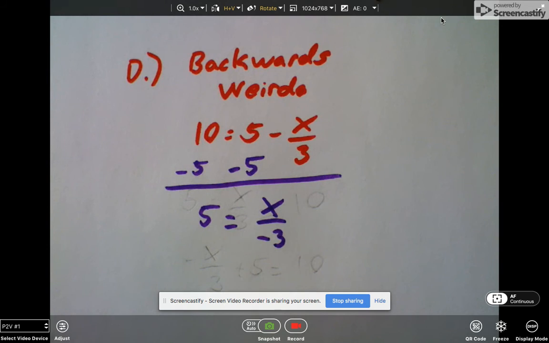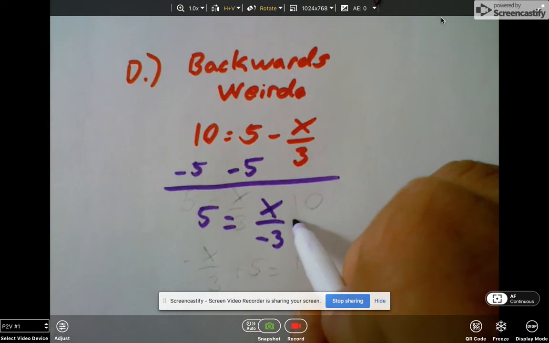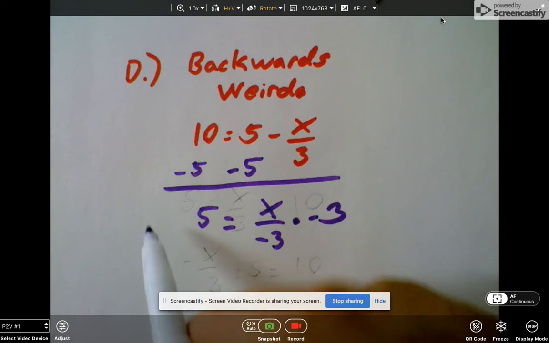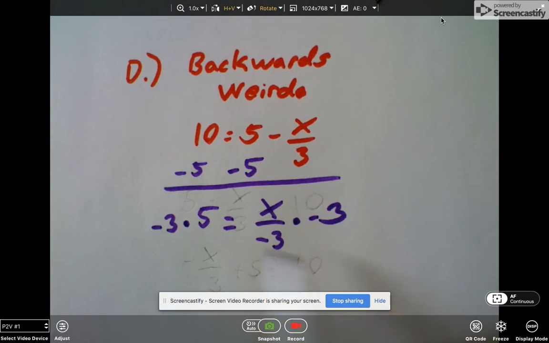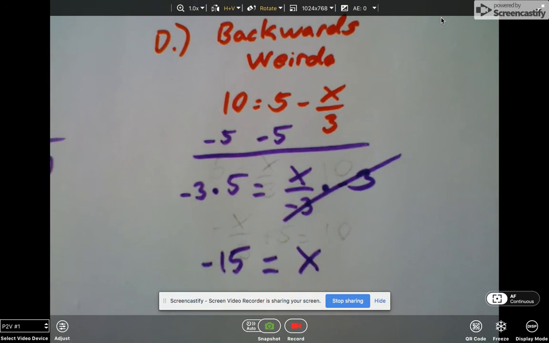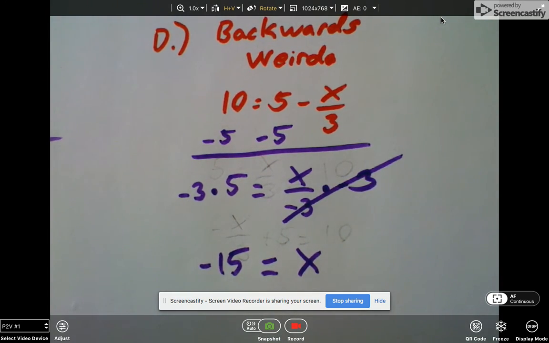So now what's the next step to get rid of the divide by negative 3? We're going to multiply by negative 3, multiply by negative 3. So again, don't worry that the x is on the right side instead of the left side. This cancels, and I'm left with x equals negative 15. So I hope that helps you with some of the 2-step equations and to see the difference between a backwards problem, a weirdo problem, and a backwards weirdo.